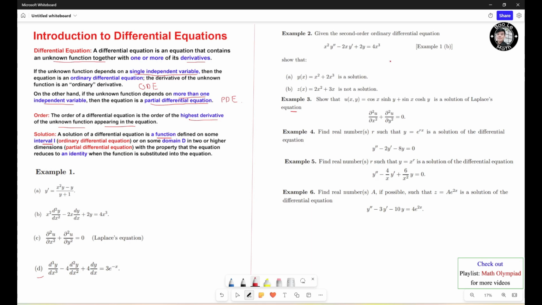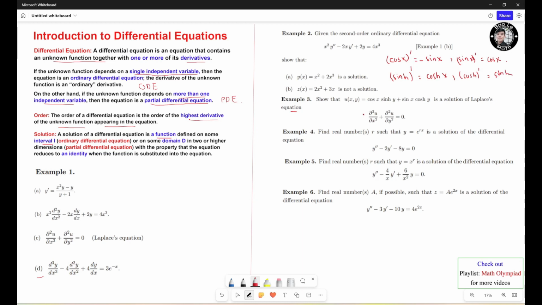Alright, so recall: derivative of cosine of s is going to be negative sine of s. Derivative of sine of s is going to be cosine of s. Derivative of hyperbolic sine is going to be hyperbolic cosine. Derivative of hyperbolic cosine is going to be hyperbolic sine.